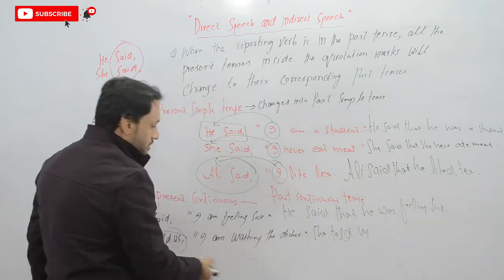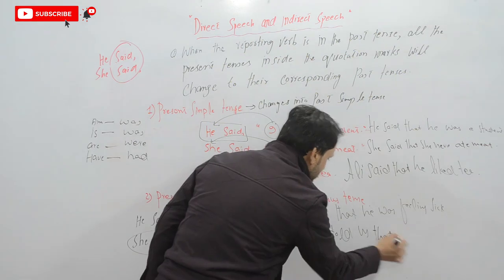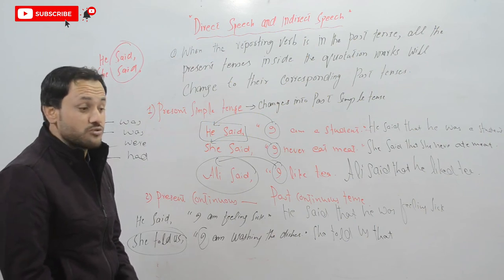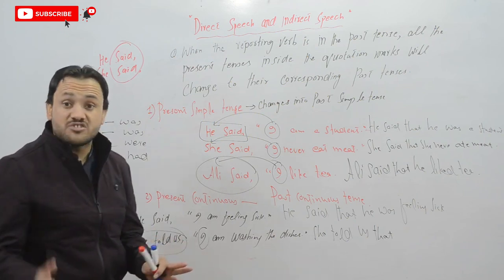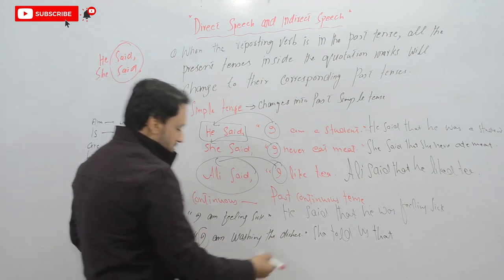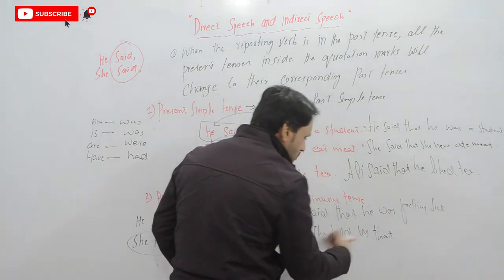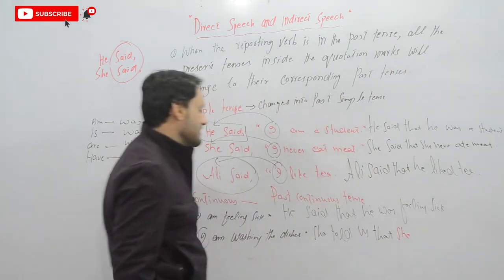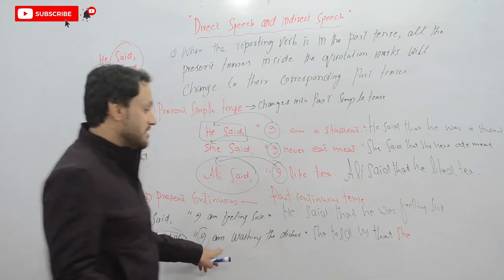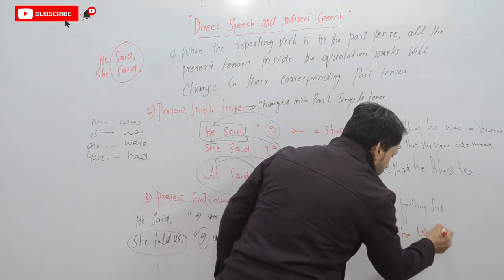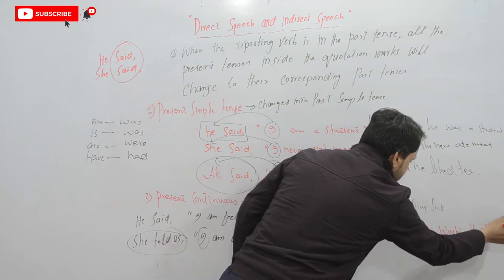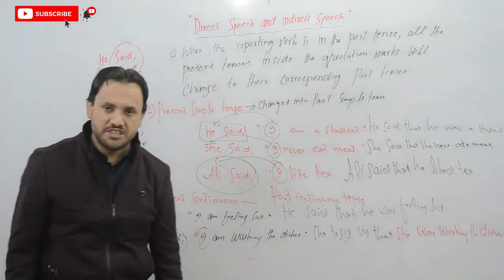Instead of commas we put that. She told us that. This is a first person pronoun, so it is changed according to the subject of the reporting speech. This is I, so it becomes she. She told us that she. This is present continuous, it becomes past continuous. She told us that she was washing the dishes.